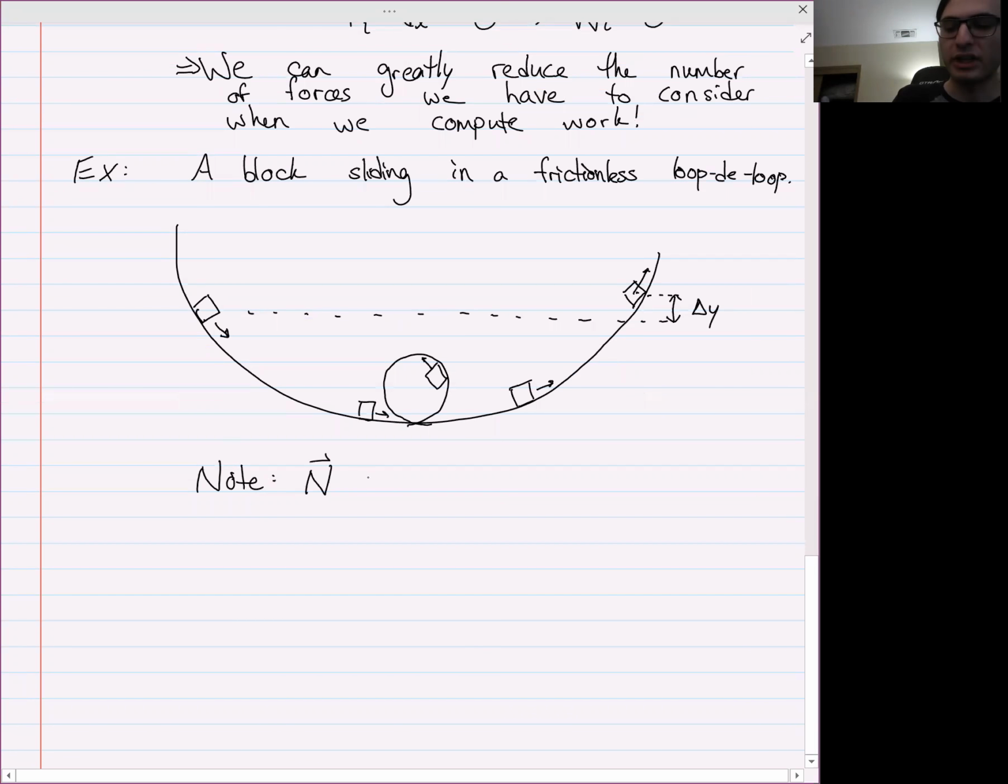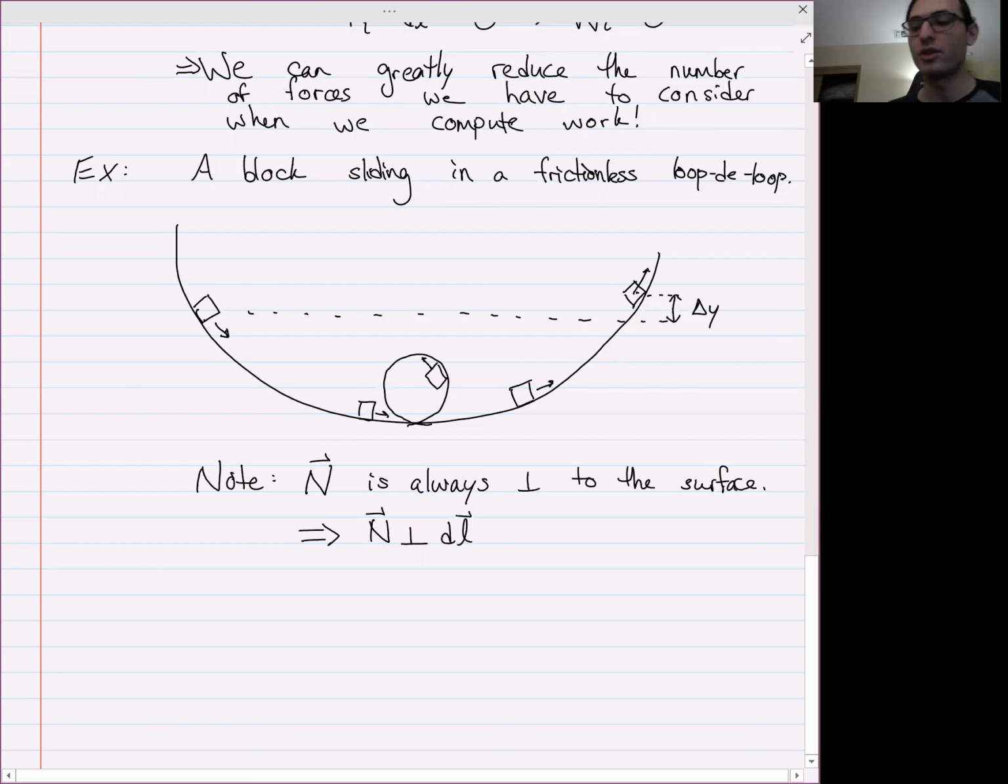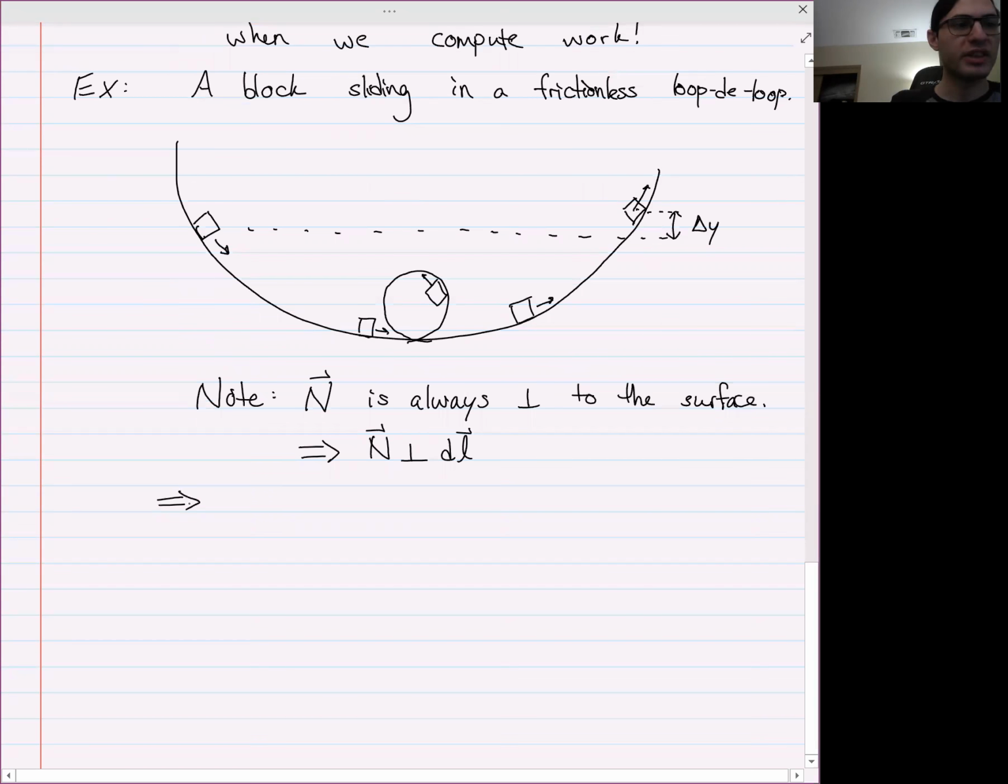However, one important thing to note is that the normal force is always perpendicular to the surface, and the direction of motion is in the same direction as the surface. This implies that the normal force is always perpendicular to dl, the path vector. So what that means is that, in this case, there's only two forces: the normal force and the gravitational force, since there's no friction.